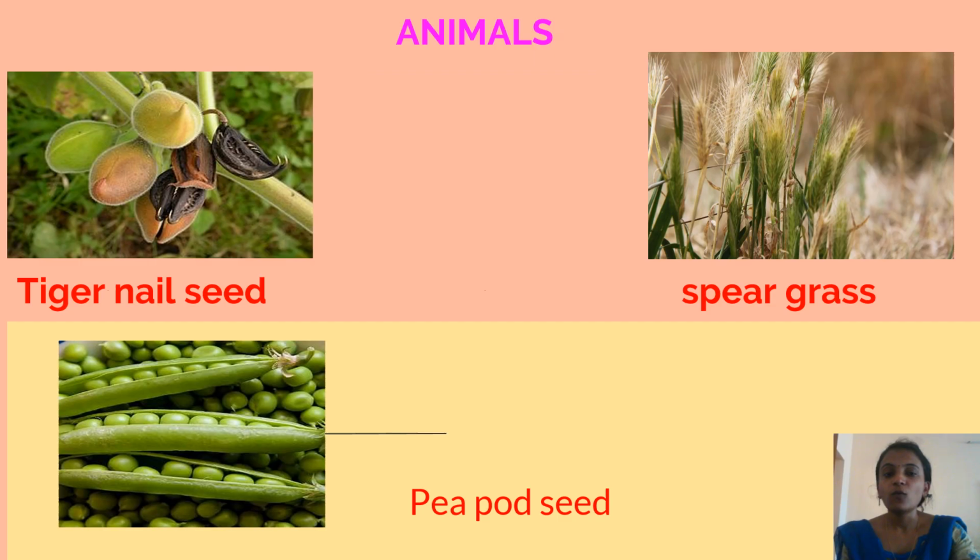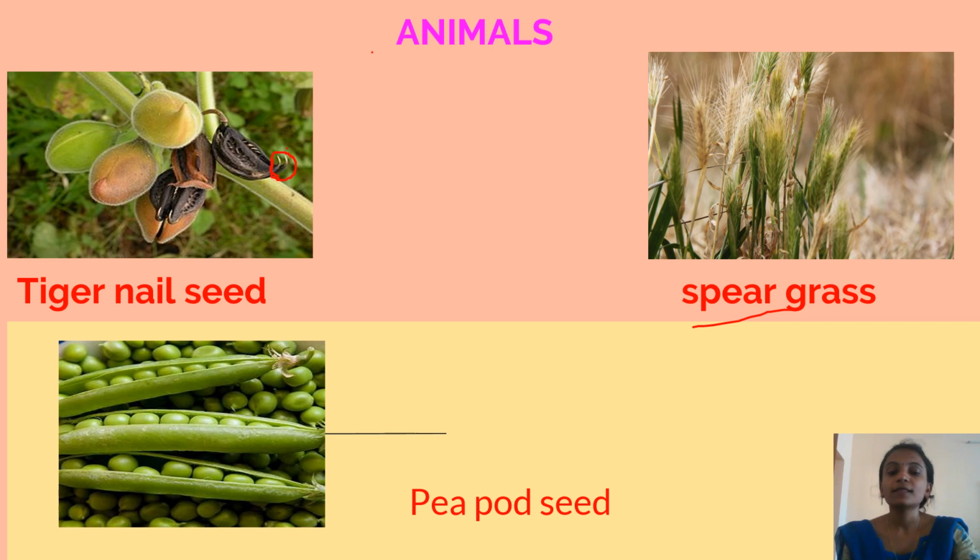Again, what are the seeds dispersed by animals? See, the tiger nail seed is dispersed by animals because it has hooks. See this? These are the hooks which help this seed to scatter to another place using the agent. What is the agent? Animals. Animals are the agent for the tiger nail to disperse, and spear grass also disperses by using the agent animal.